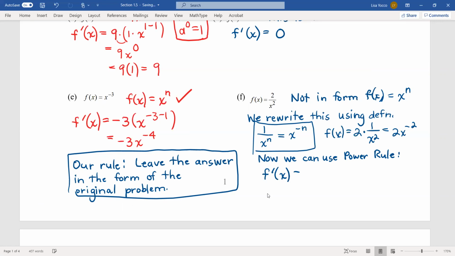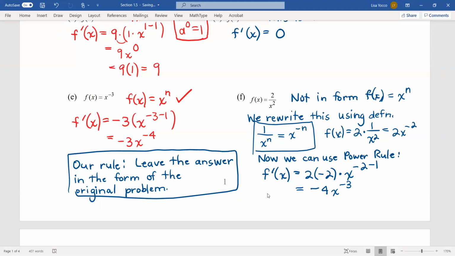All right, so I'm going to keep the 2, which is the coefficient, multiply by the power of negative 2, keep the x, and subtract 1 from the power. That's what it looks like. 2 times negative 2 is negative 4. And then negative 2 minus 1 is negative 3.